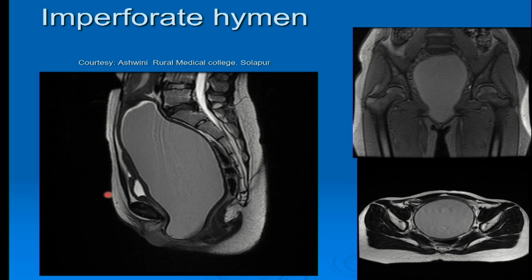This was a 17-year-old girl with burning micturition, pain in the lower abdomen, and distension. The MR shows a hemorrhagic collection in the fornices and upper vagina, hematocolpus. Above it you can see a very normal uterus. These are coronal and axial images of the same. So this is a transverse septum or imperforate hymen with hematocolpus.